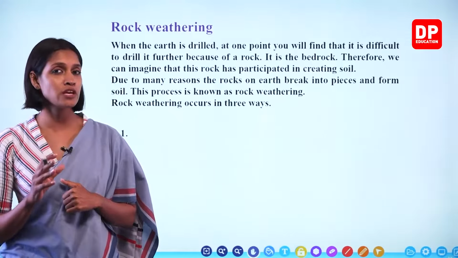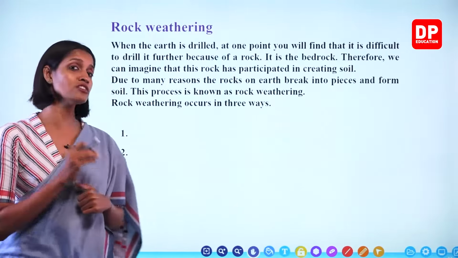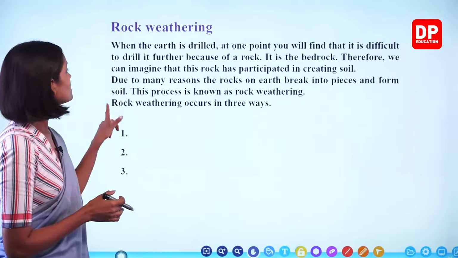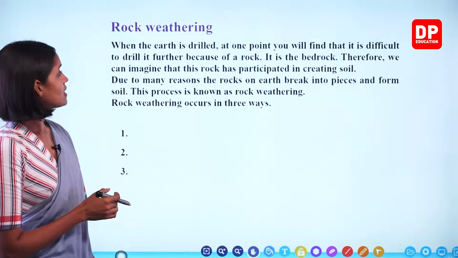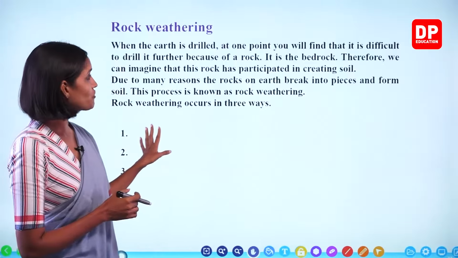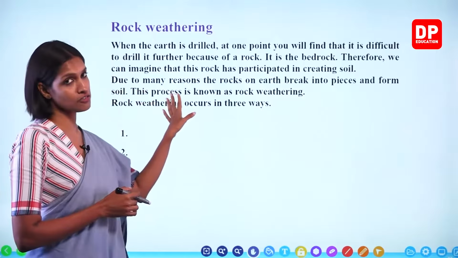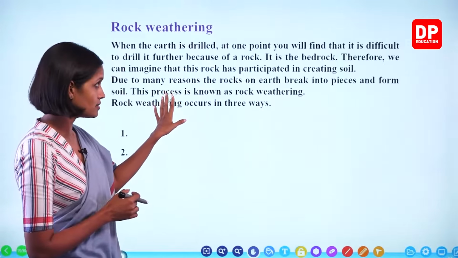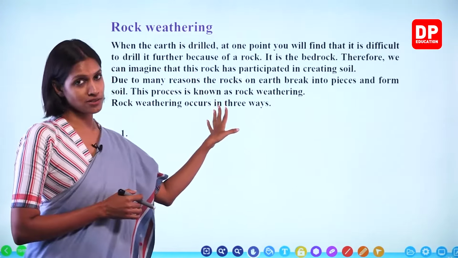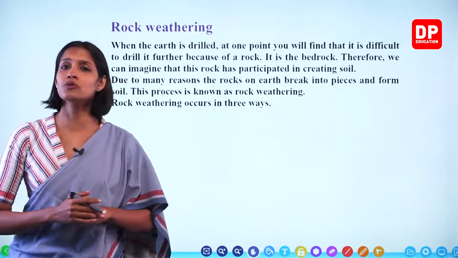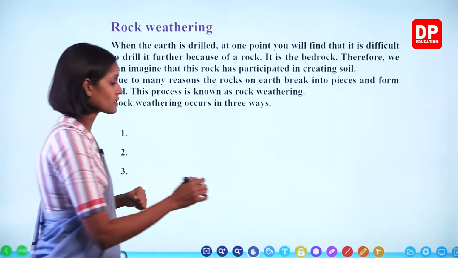Now, do you remember even earlier lessons we have discussed about this rock weathering topic? I briefly explained to you all about rock weathering in the soil lesson. Okay? Right. When the earth is drilled, at one point, you will find that it is difficult to drill it further because of a rock. It is hard. It is the bedrock. Now, do you remember in the soil lesson, we learned something called soil profile, right?